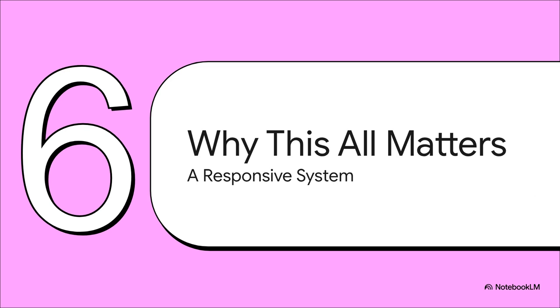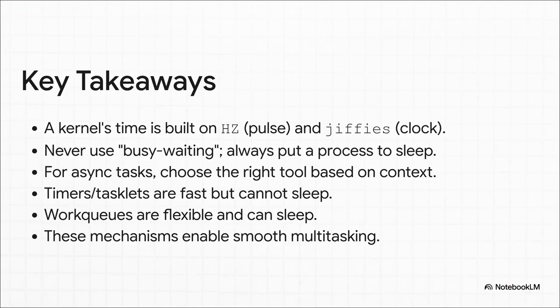So, okay, we've gone from the kernel's tiny little heartbeat all the way to these complex deferred work systems. Why does any of this low-level stuff actually matter to you? Because these are the fundamental building blocks of a smooth, responsive computer that doesn't freeze all the time. So let's just recap the big takeaways. A kernel's entire world revolves around its HZ pulse and its jiffies counter. We learned that the simple, obvious way of busy waiting is a performance nightmare, and that the only sane way to delay something is to properly put it to sleep.